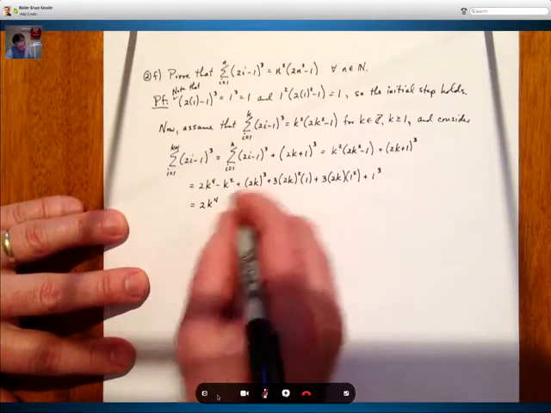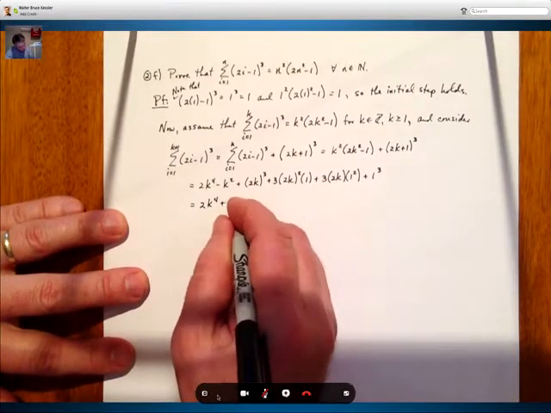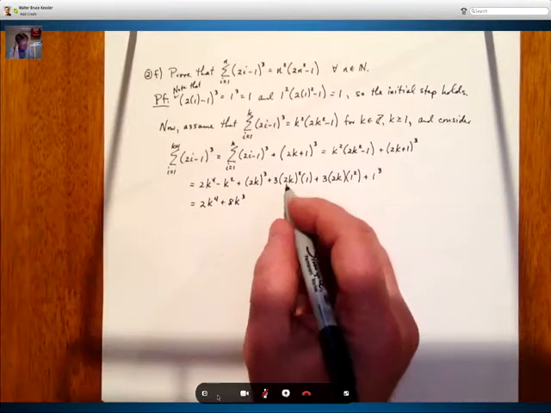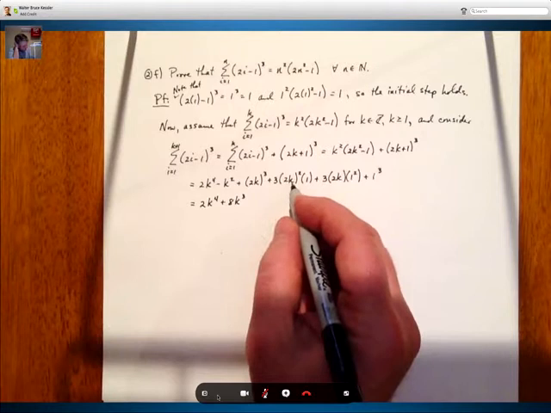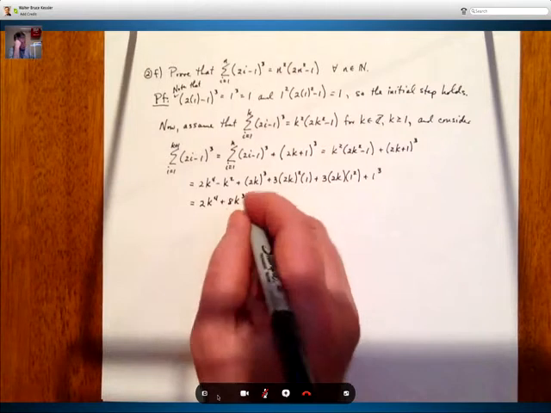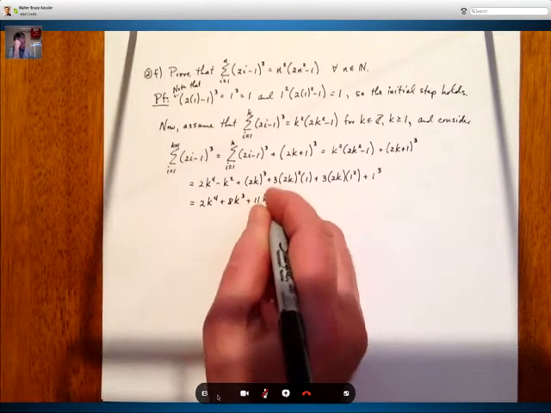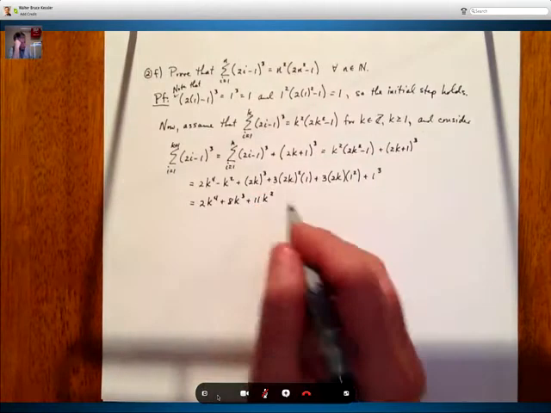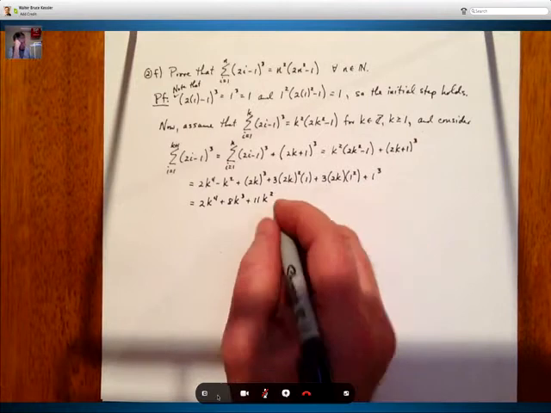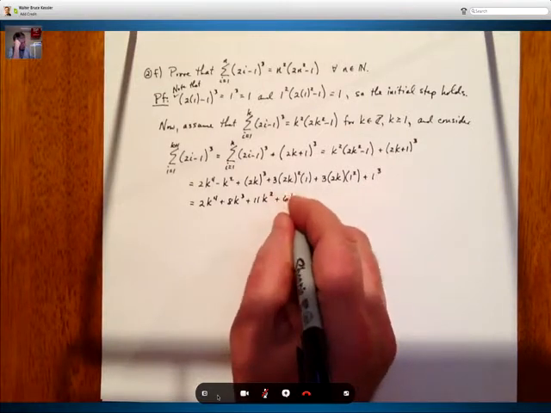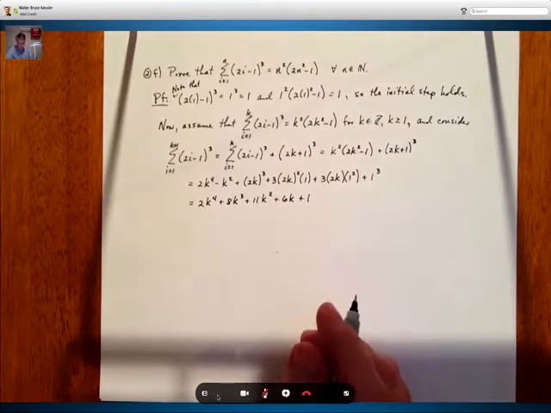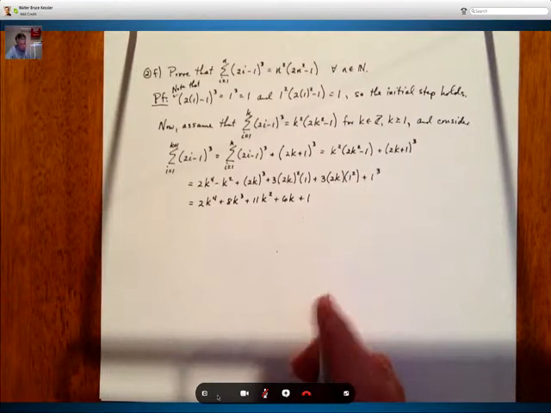So what does that get us? 2k to the 4th. I've got here actually 8k to the cubed. And then let's see, this would be 4k squared times 3, that's 12k squared minus 1. So that's plus 11k squared. And then a k term right here, this would be 6k, so plus 6k, and then plus 1. Okay.